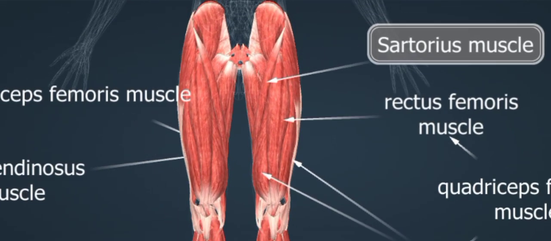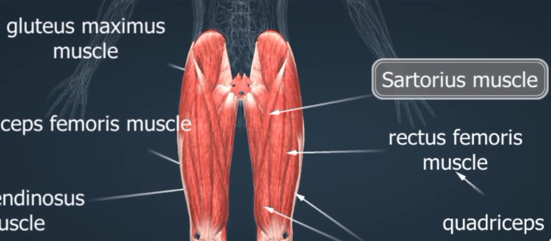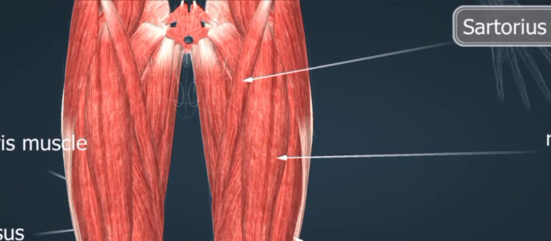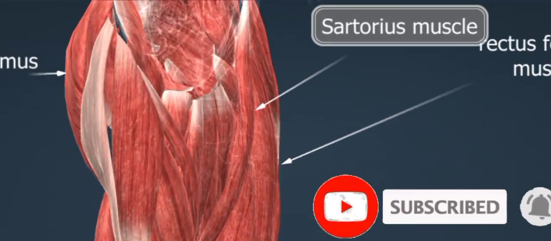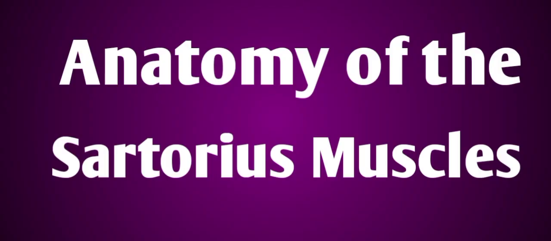The sartorius muscle is a long, thin muscle located in the anterior compartment of the thigh. It is known as the longest muscle in the human body and plays an essential role in various movements of the hip and knee. Anatomy of the sartorius muscle.